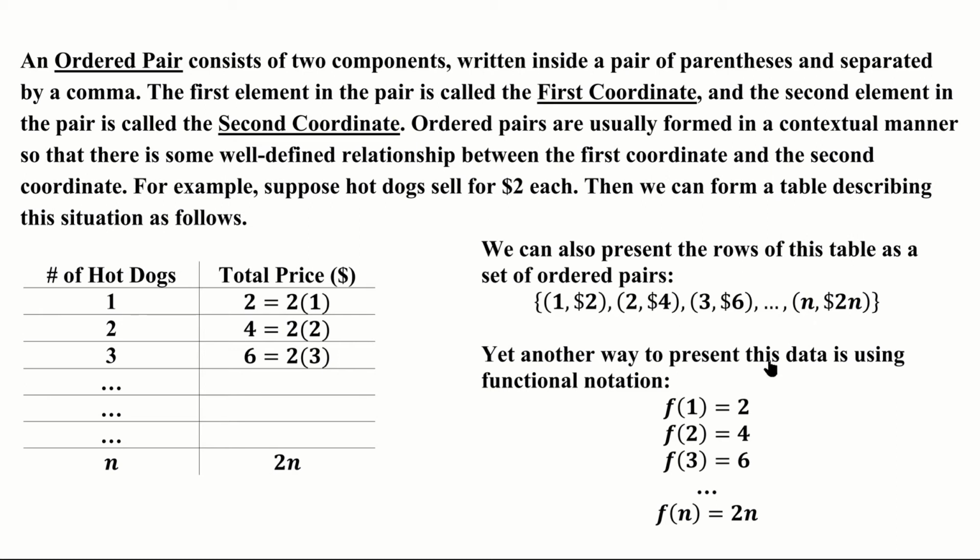Yet another way to represent the data is using functional notation. For example, we can think of this purchasing machine and say when 1 goes into it, 2 comes out, 2 goes into it, 4 comes out, etc. So we'll get to talk more about functions later.